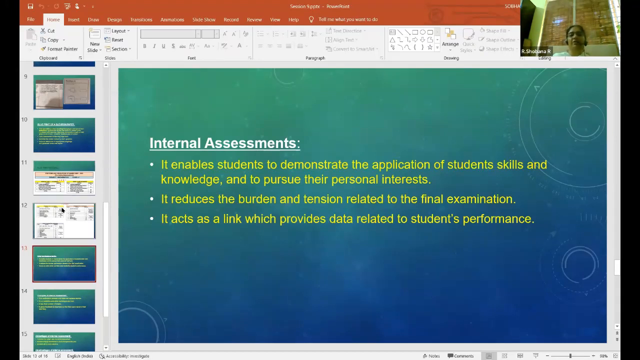It also acts as a link which provides data related to the student's performance. How she is in class, how regular she is in class, and during internal assessment itself, we get an idea how the child will perform in her last exam, because this is a reflection of how she is going to do. If a child has done well in all the classes, we know that child is going to perform very well in the final exam. If a child is very weak in all her internal assessments, we know broadly how her performance in the final examination will be, so we can help the child better.